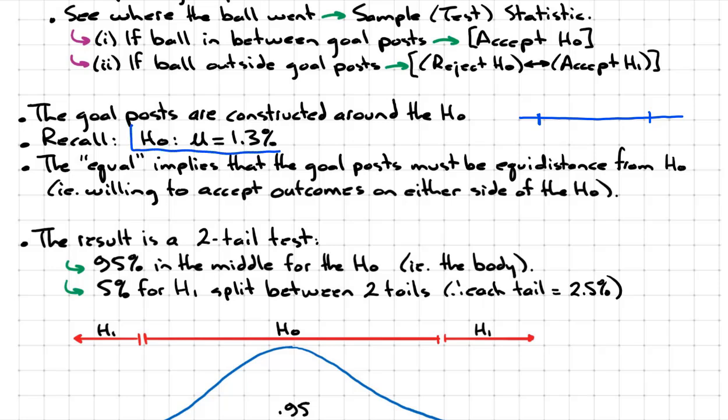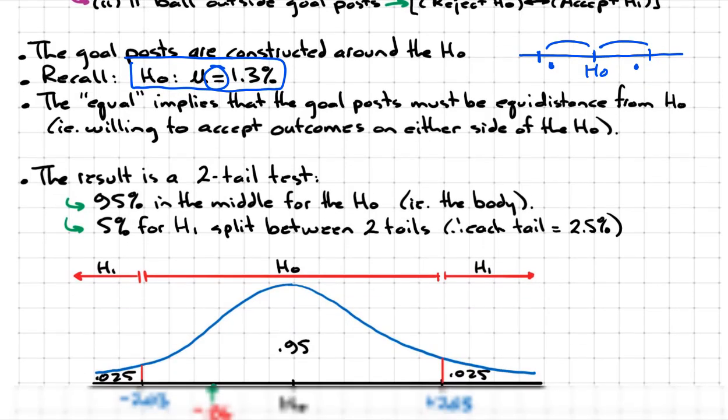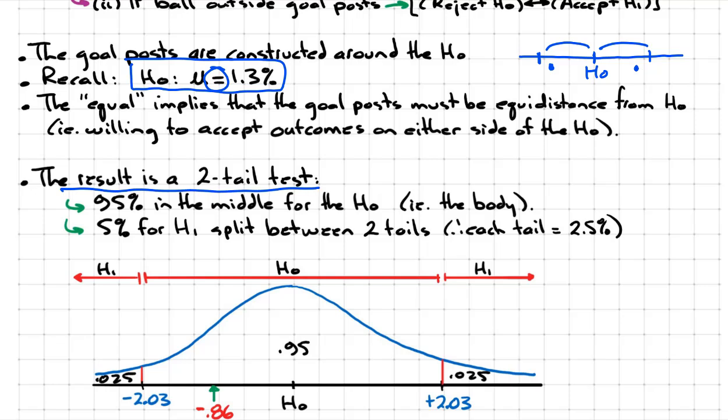You look at the null statement, and if it's an equality, it says here's my hypothesis, and if you're saying it's equal to 1.3, that means I'm willing to accept the values equidistant on either side of the null, so that if the sample falls either here or here, it would be within that margin of error, and then we would accept the null. So therefore, the result is a two-tailed test. And that's the connection right there, ladies and gentlemen. So if you see an equal sign in the hypothesis, it's a two-tailed test.